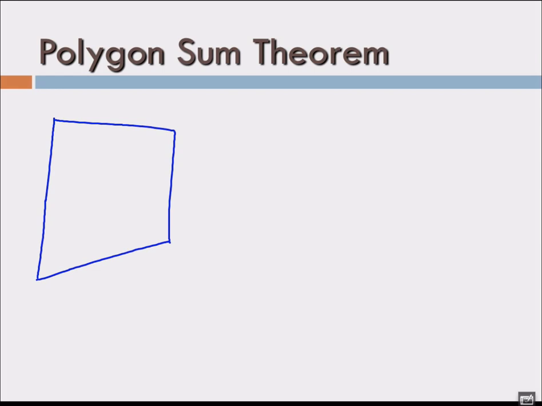Michelle. If you create a line in between 2 vertices, it will create 2 triangles. Okay? So she took that quadrilateral and split it into two triangles, triangle I and triangle II. What's the sum of the angles in triangle I? 180. Triangle II? 180. 180 plus 180? 360. Okay, how about a pentagon?